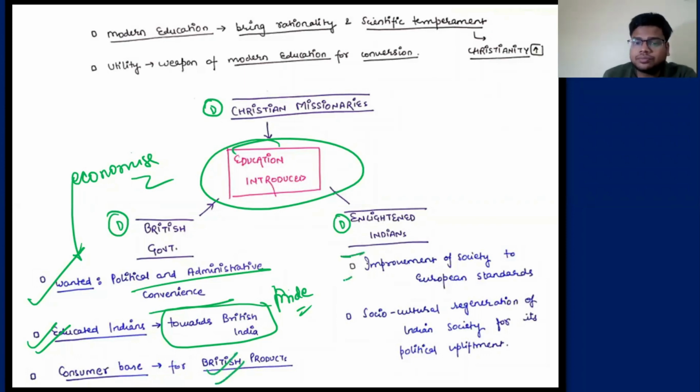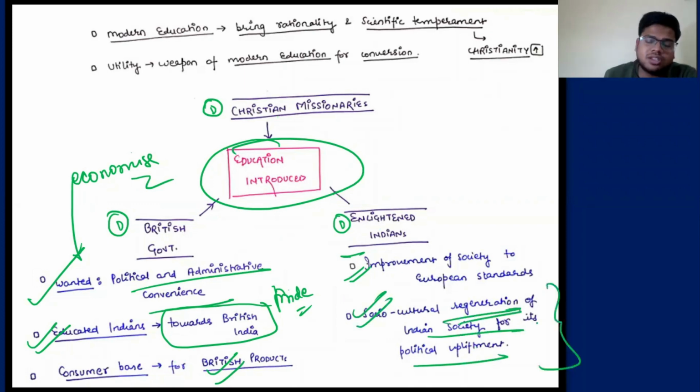Enlightened Indians wanted improvement of society to European standards. They were comparing why Indian societies were becoming so decadent, with these caste issues and atrocities against women, as compared to British society, see how modern they are and all the good things. Socio-cultural regeneration of Indian society for its political upliftment. They believed this regeneration could happen only if they got modern education. So in that regard, modern education becomes very critical.